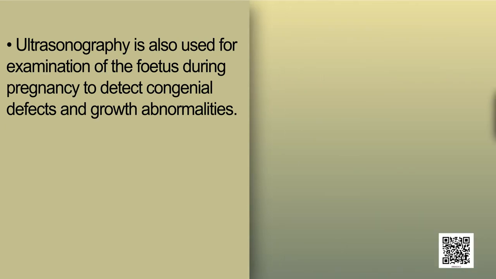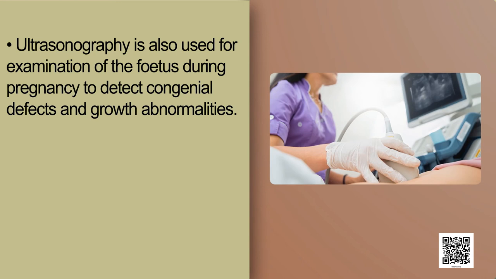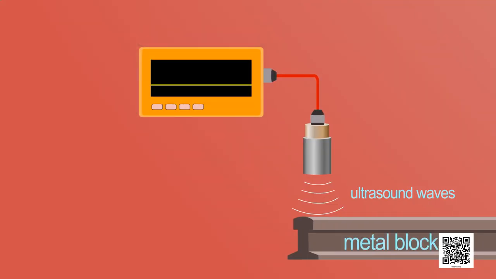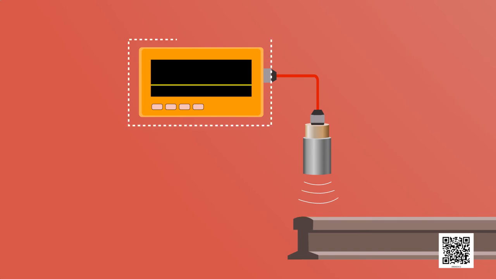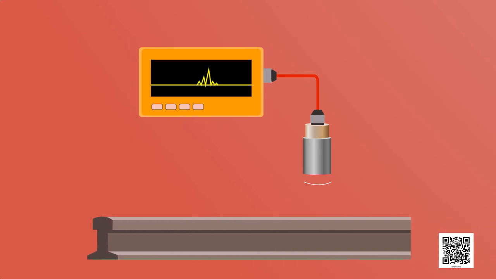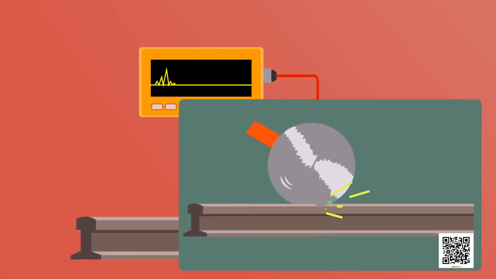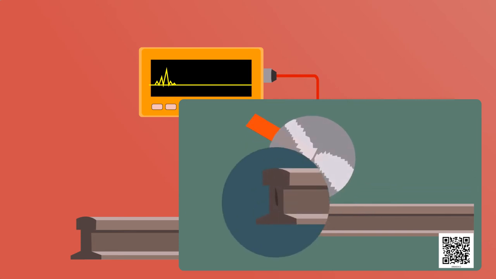Ultrasonography is used for examination of the fetus during pregnancy to detect congenital defects and growth abnormalities. Ultrasounds can be used to detect cracks and flaws in metal blocks. Ultrasonic waves are allowed to pass through the metal block and detectors are used to detect the transmitted waves. If there is even a small defect, the ultrasound gets reflected back, indicating the presence of the flaw or defect.